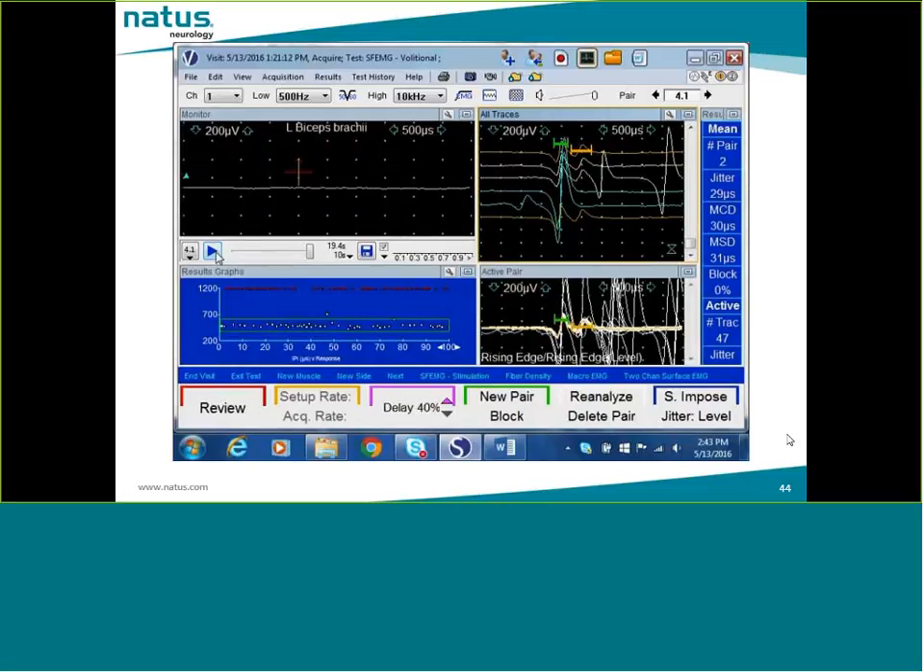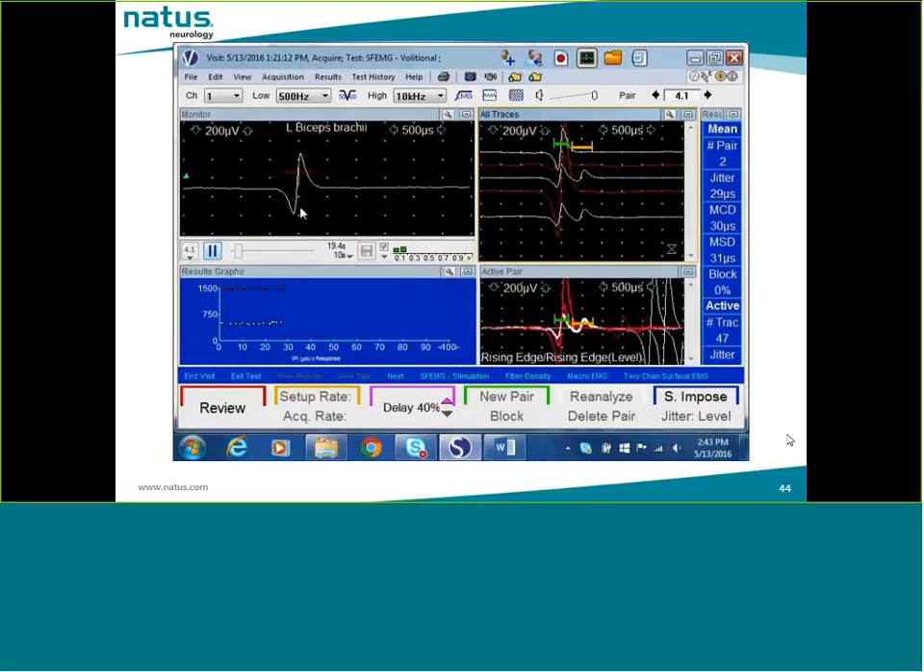Let us look at the signal first. Here is the action potential pair that I am interested in. You can also see the triggers from the higher amplitude potentials.